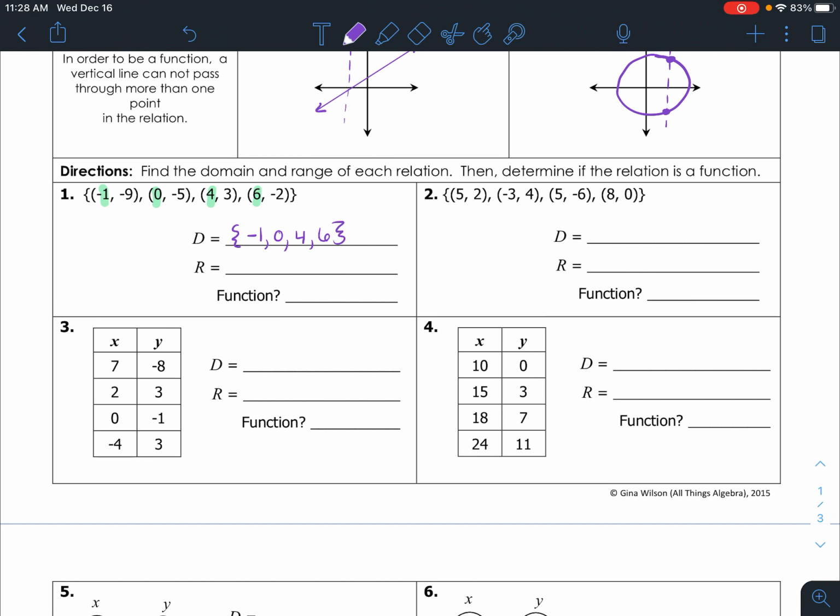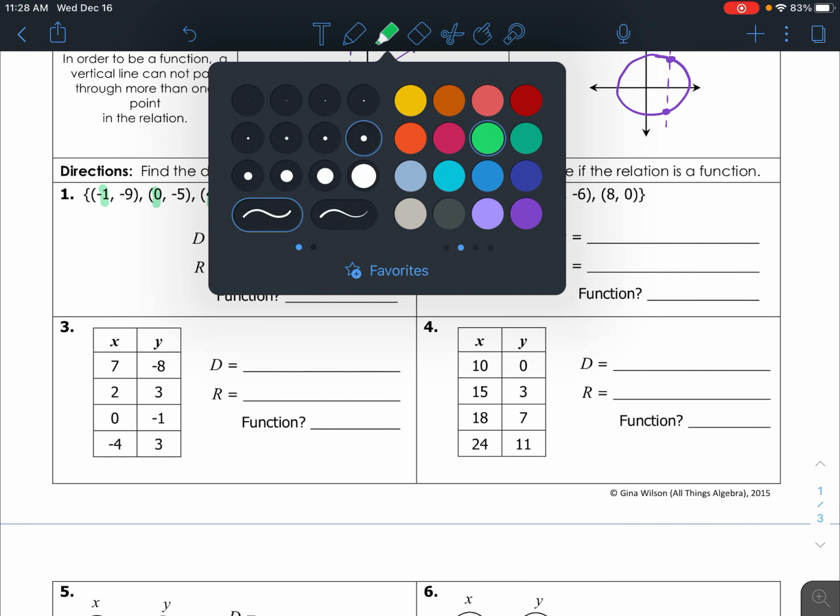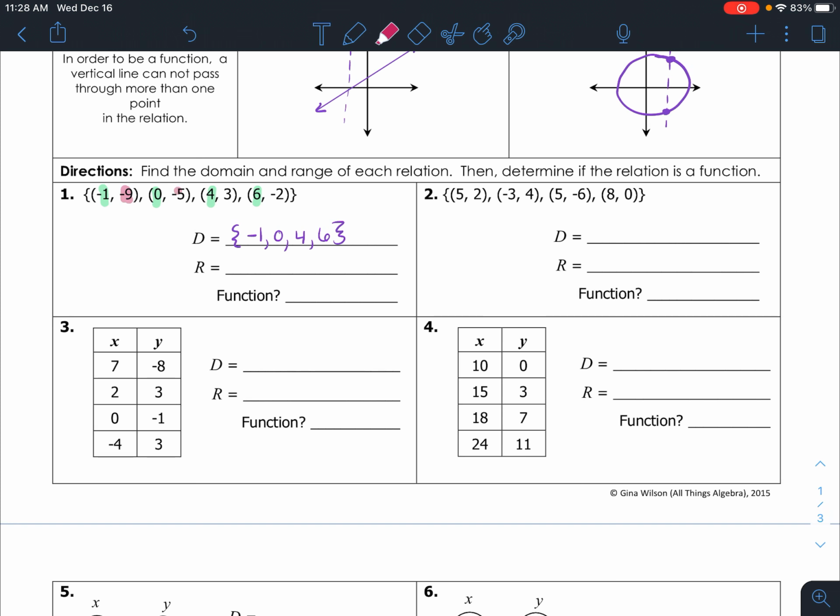That's our domain. Our range is going to be the y values, again from smallest to largest. So I have -9, -5, 3, and -2. So I will list those as -9, -5, -2, and 3. So there's my domain and range. Now, is this a function? Does an x value repeat? The x's don't repeat, so it is a function.